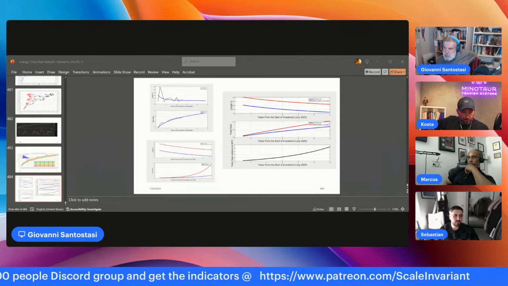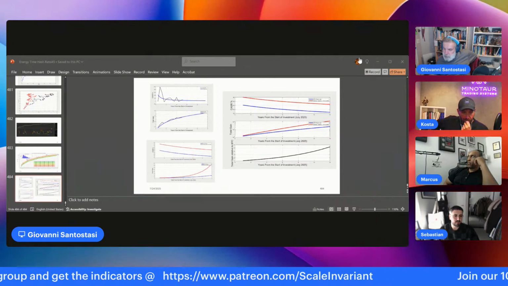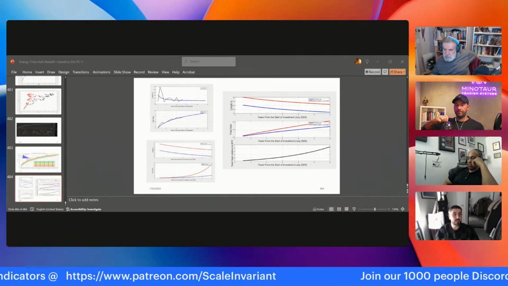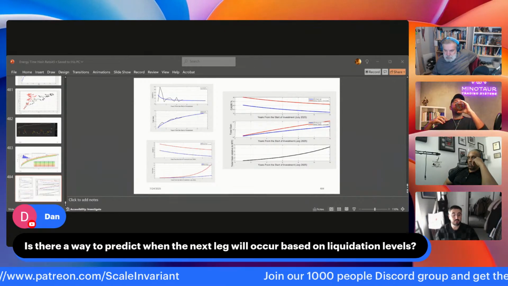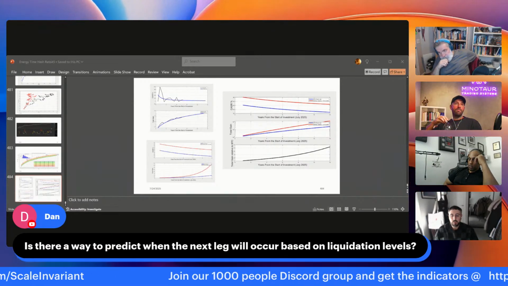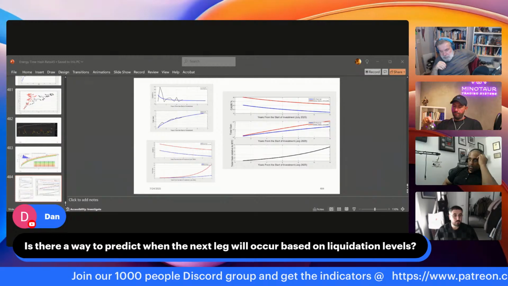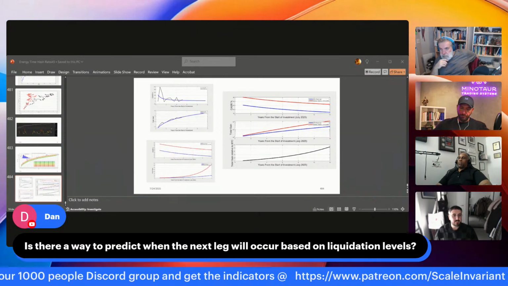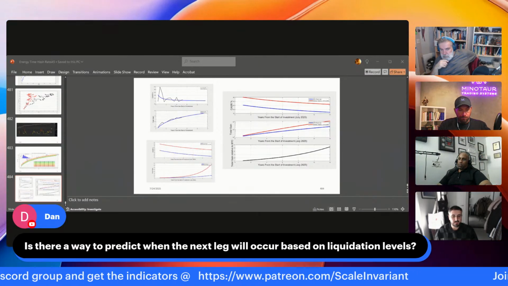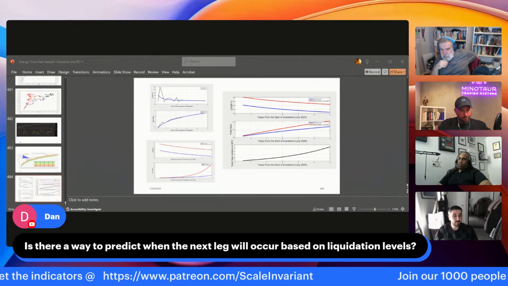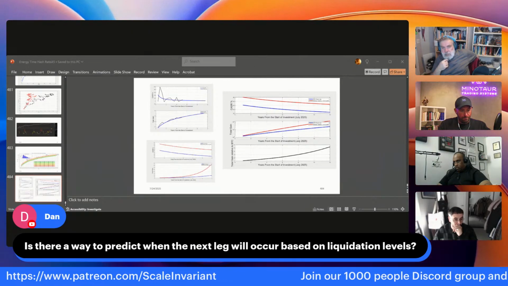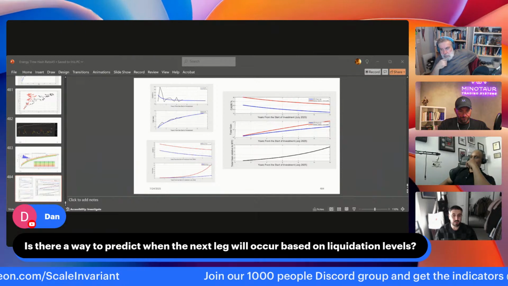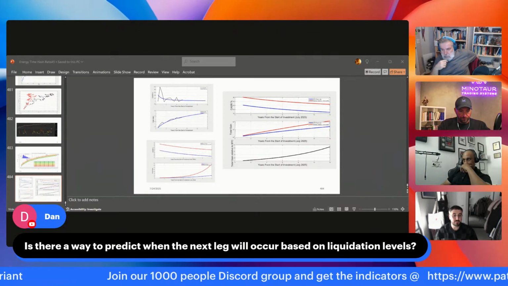There's one more question there, I said, Giovanni, from Dan saying, is there a way to predict when the next leg will occur based on the liquidation levels? Okay, so good question, but it's definitely the wrong mindset. And Marcus will attest to this, right? We're not using the liquidity heat map to predict necessarily where the market's going to go. It gives us a strong idea of where the liquidity is building and what the data is showing.